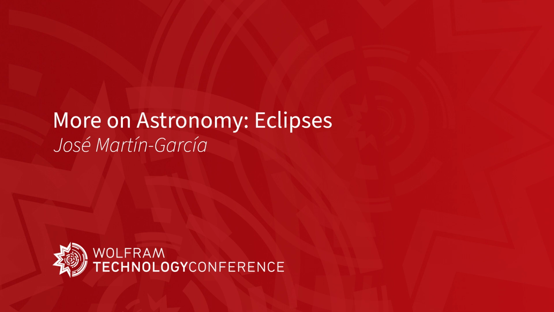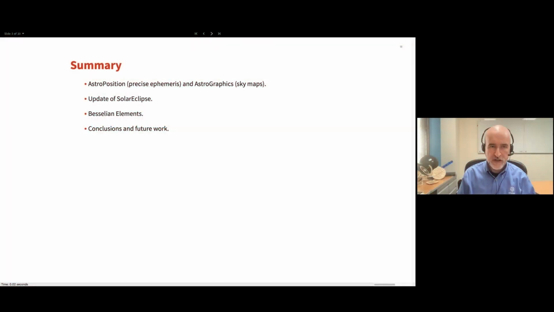The purpose of the talk, as I said, is to discuss new functionality in the Astro project, in particular about solar eclipses. To compute solar eclipses, we need to do two things. First, we need very good control on the position of the sun, the earth, and the moon. And then once we have that very good position, we need to do some computations to compute everything we want to know about the eclipse. And this is something that we do with a technique called Besselian elements.